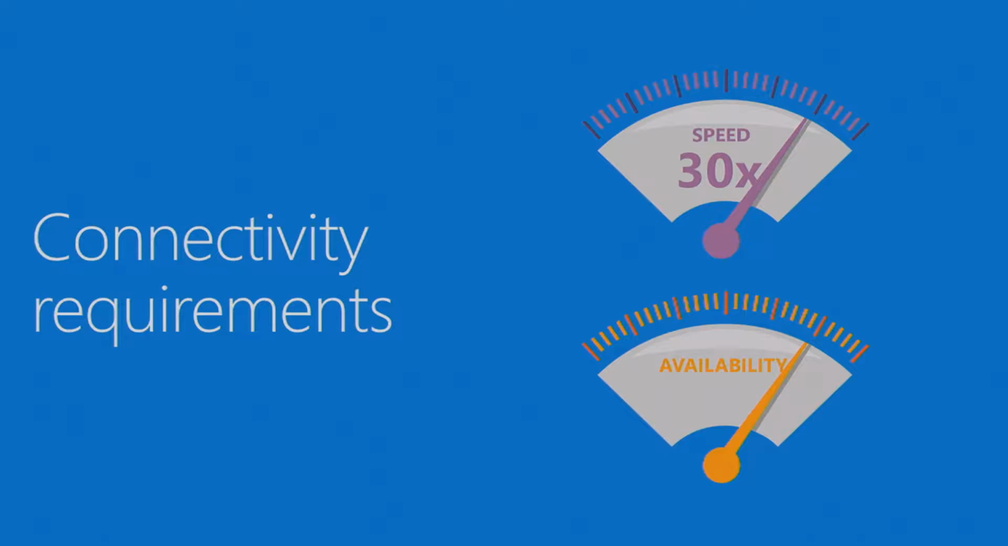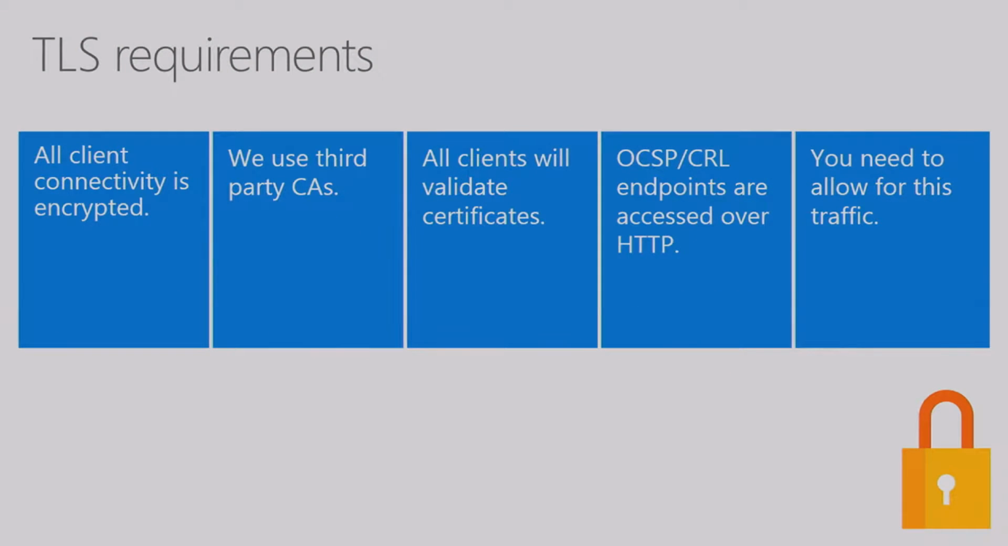Connectivity requirements. What do you need to connect to Office 365? Well, you need network connectivity. That's pretty straightforward. It's an internet-based service, so connectivity over the internet is a requirement. How do we go around and how do we plan for that? A couple of things to think about when it comes to accessing Office 365. All access to Office 365 is encrypted.